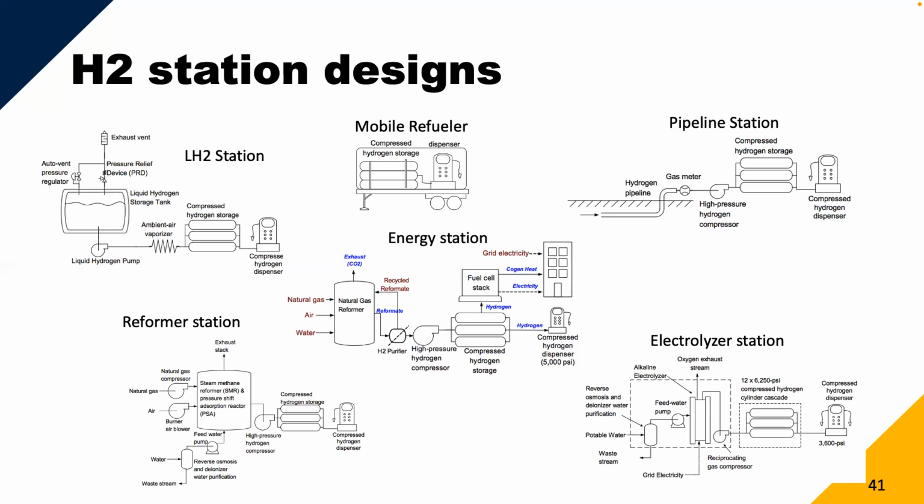These all have different implications for how I'm going to size the station, right? How much area I need. You can imagine that if I have a steam reformer, the size of the lot I have to buy is way bigger than if I just had a pipeline coming in. So also things to consider.